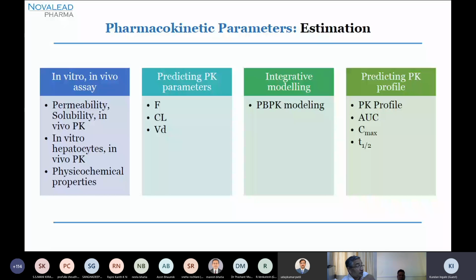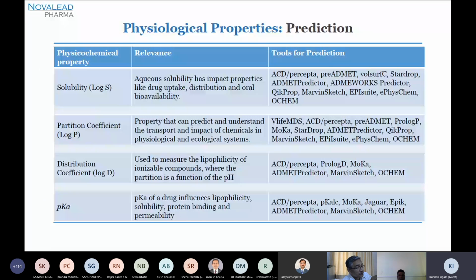Now, if we come to physicochemical properties, I have listed a very short number of them over here. The most important physicochemical properties utilized in pharmacokinetic modeling would be solubility, which is log S. I'm not going to go into finer details of these properties because I assume you all would know them. I've also listed some tools. Some of these would be freeware, some would be licensed software. You can take a screenshot and use it later for your research purposes.